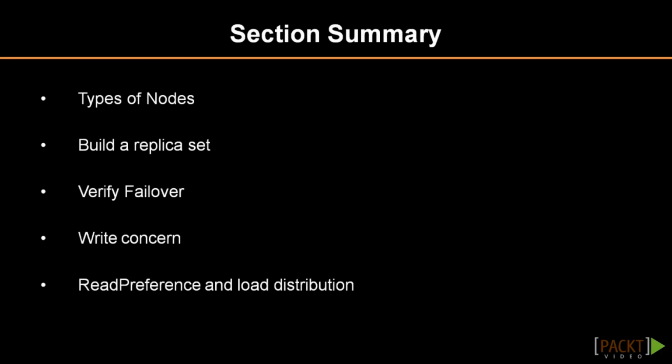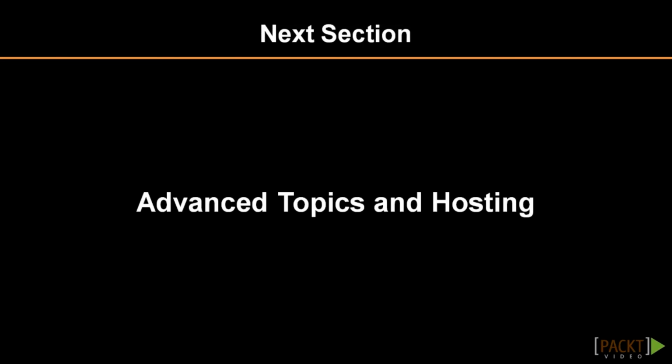This section started with a discussion of the types of nodes in a replica set. It then went on to build a replica set and verify that failover and recovery functioned as expected. Write concern and read preference make it possible to determine various aspects of application responsiveness and address data consistency needs. The next section covers some advanced topics for MongoDB, including sharding.